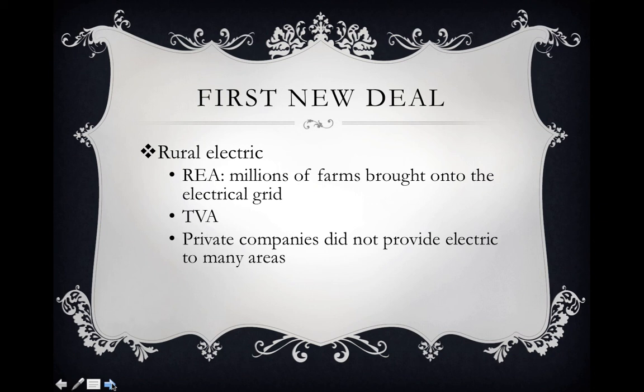Also, the electrification of rural areas. All right, we have the Rural Electrification Administration, the REA, which brought millions of farmers onto the electrical grid. Realize that nowadays we take for granted that electricity is available. In the 1930s, not everybody had electricity. We're not on, quote unquote, on the grid. So that was a program to bring electricity to farmers who did not have electricity. We have the Tennessee Valley Authority, who dammed up and created electricity from these dams in the Tennessee Valley area and provided electricity for a poorer part of the United States. All right, because private companies did not provide electricity to many areas.